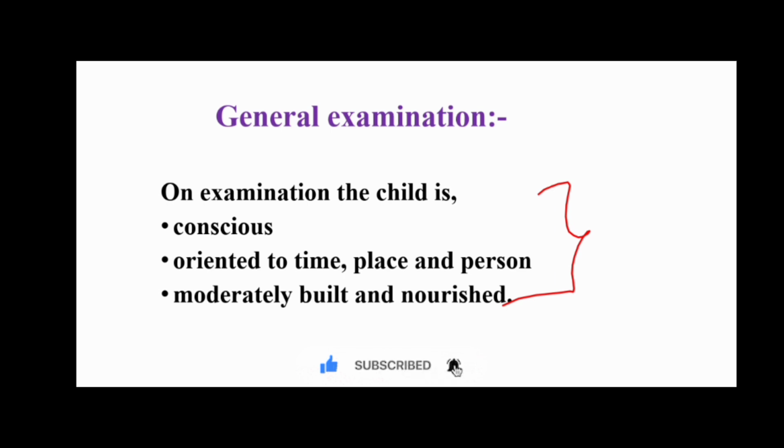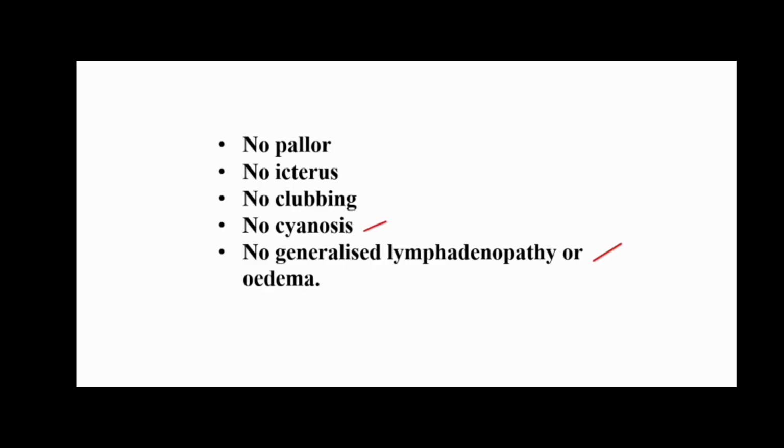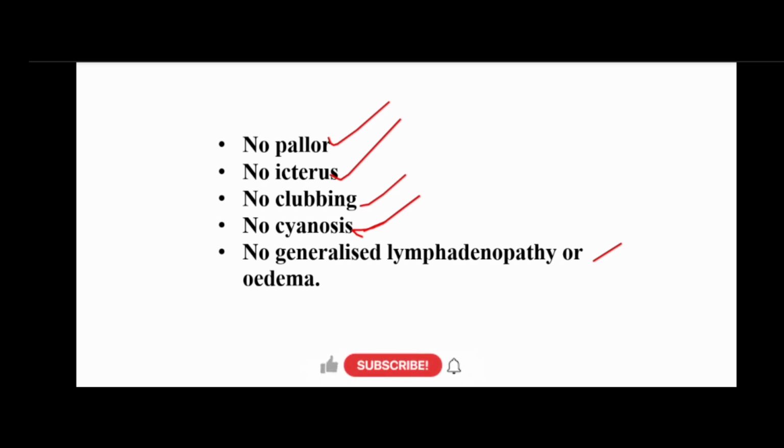In general examination, we can include systemic examination like cardiovascular system, respiratory system, abdomen, and central nervous system too. And the patient has no pallor, no icterus, no clubbing, no cyanosis, no generalized lymphadenopathy or edema.